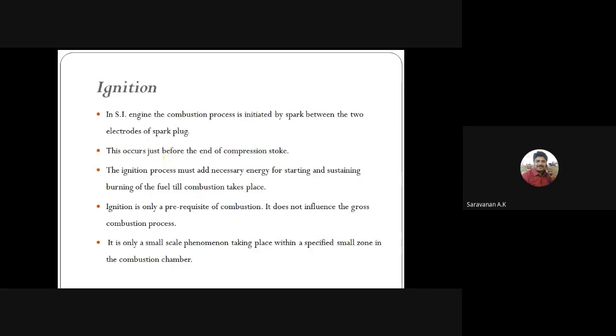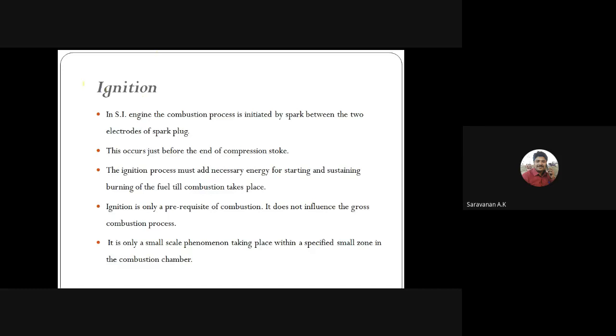So generally, what is ignition? Anyone? When will the ignition take place? Okay, great. I already told you in the working of a 4-stroke engine or a 2-stroke engine, at the end of the compression stroke the piston reaches the TDC. In the compression stroke, the piston moves from BDC to TDC, but the combustion takes place before the piston reaches TDC.